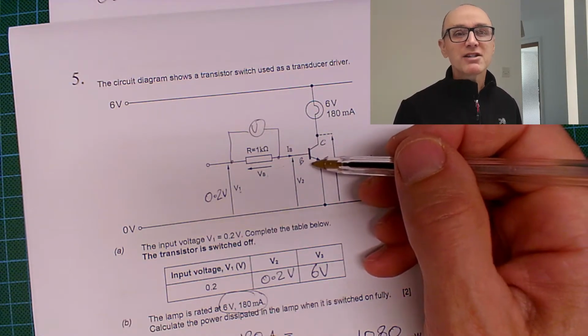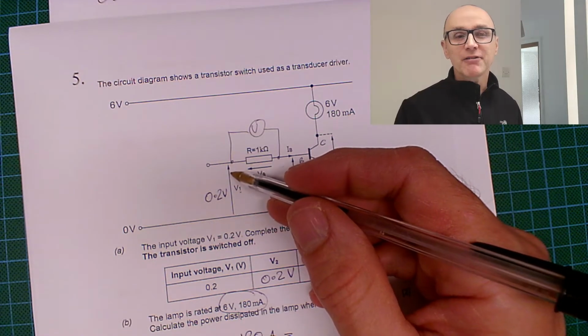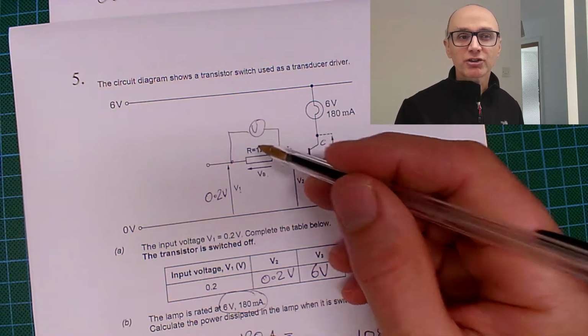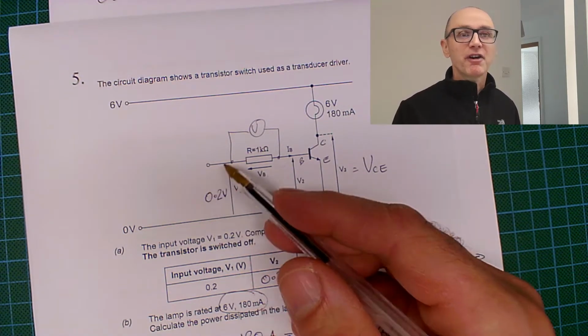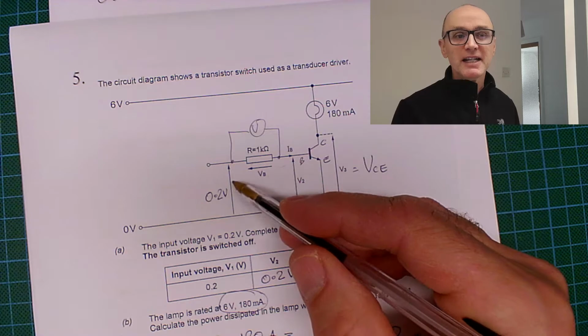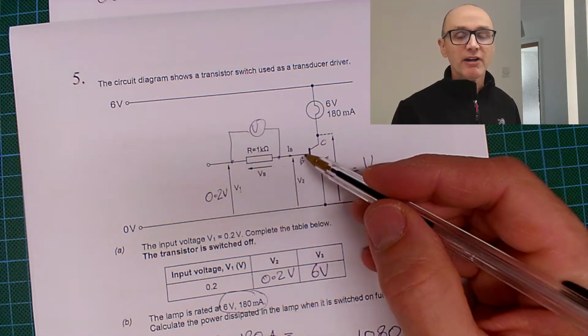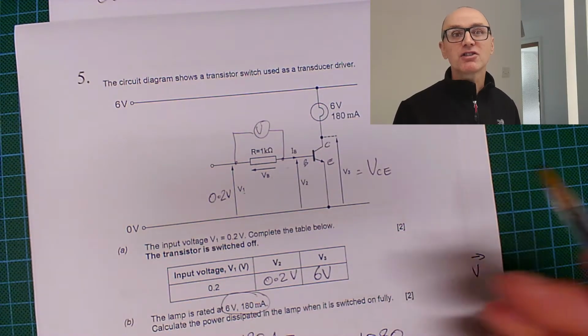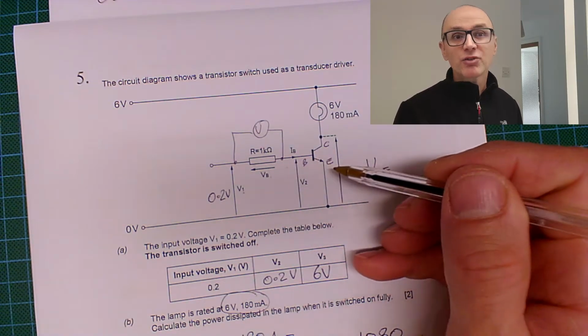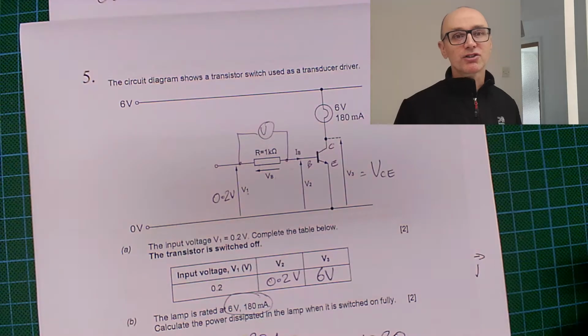But then the remainder of whatever you are applying at V in will get dropped across this. So for example, if you apply 5.7 volts to V in or V1, then you'll have 0.7 volts dropped across here and 5 across here. If you increased it to 10.7, it will still be 0.7 here, but then 10 across that.